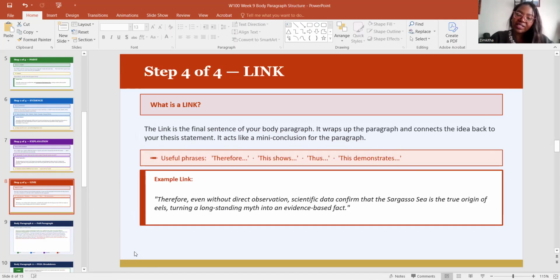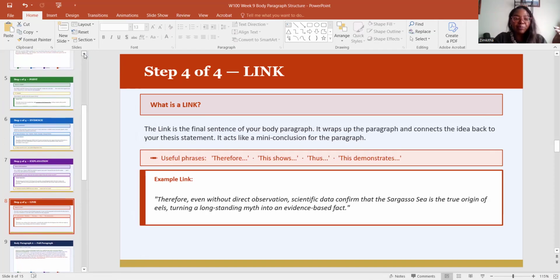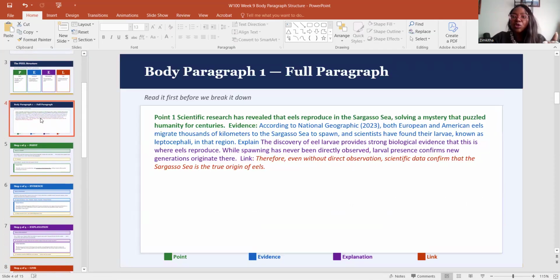Okay, there you have it, right? So it kind of wraps up that paragraph. So at the end, you will have a paragraph. If you put all of these together, you'll have a paragraph that looks exactly like this. If you read this paragraph, you will see that it's a breakdown piece by piece of what we just went through, the PEEL. This is what you need to do with your body paragraph.